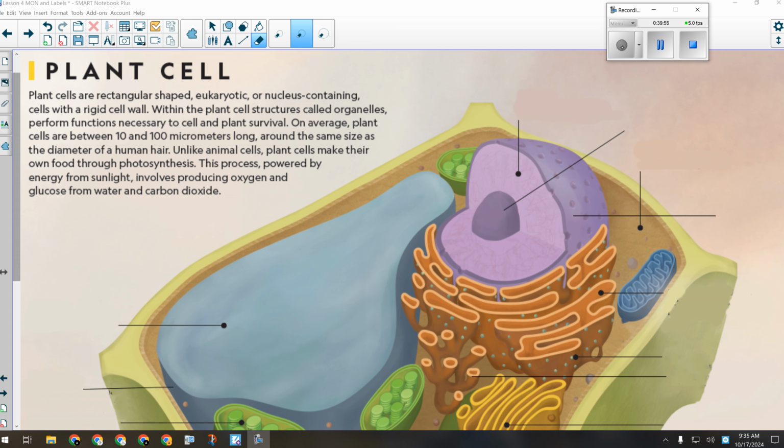All right, so we will look at the plant cell first here, guys. Okay, what's the big purple thing? Nucleus. Okay. What does the nucleus do? Yeah, it stores the DNA. Okay, that is its job.